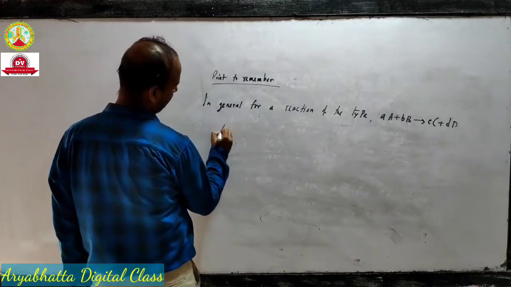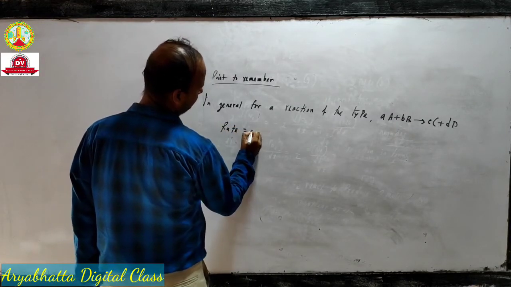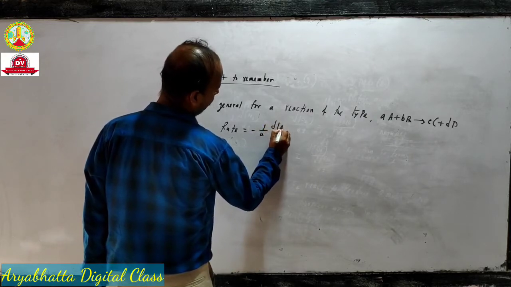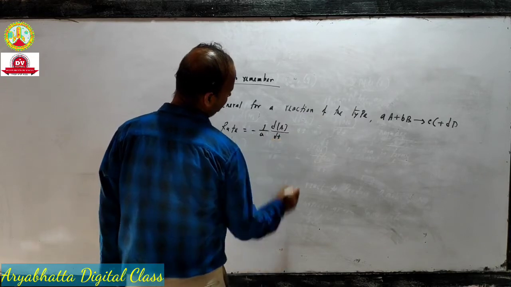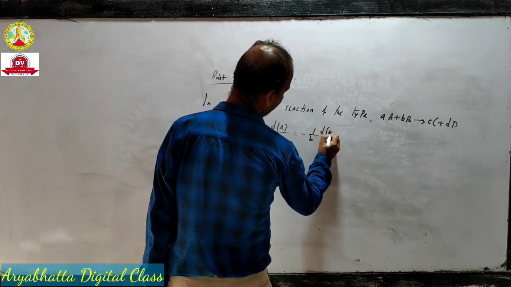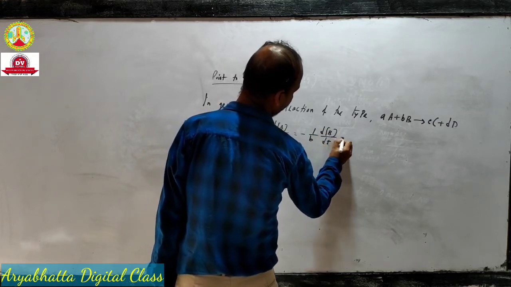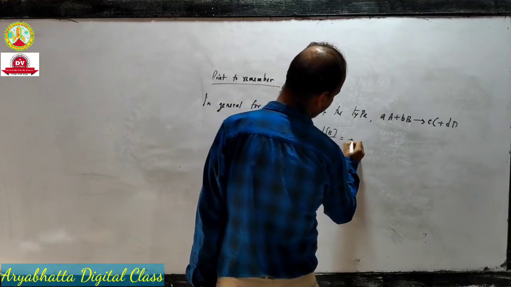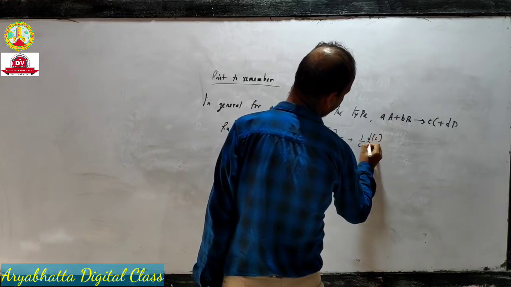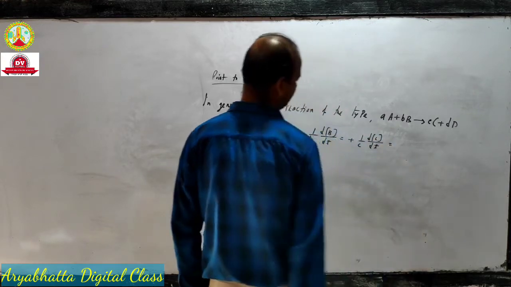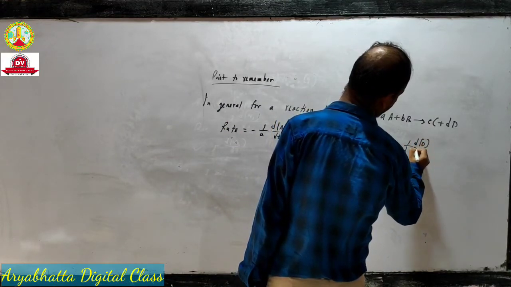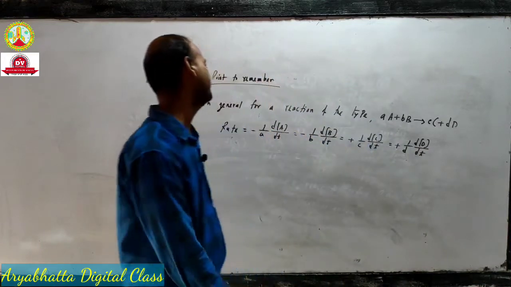So rate will be how much? Rate will be minus 1 by, please remember this, dA by dt. So this will be 1 by B dB by dt. Next will be plus 1 by C dC by dt. And this will be plus 1 by D dD by dt. Okay, clear?